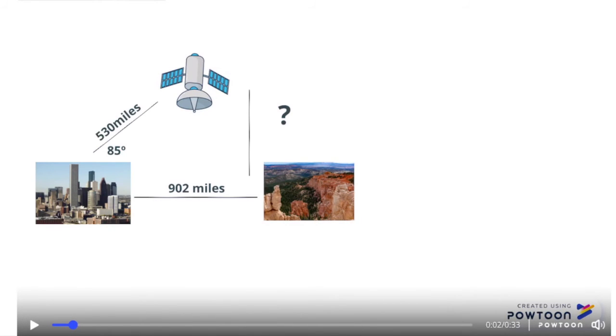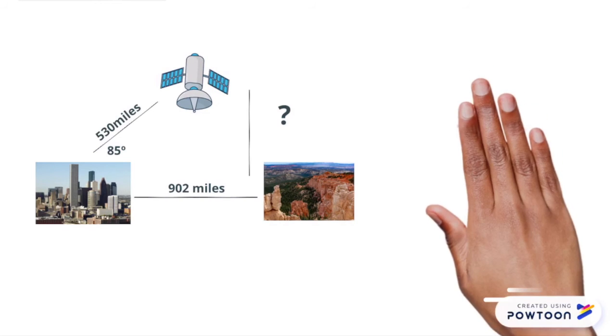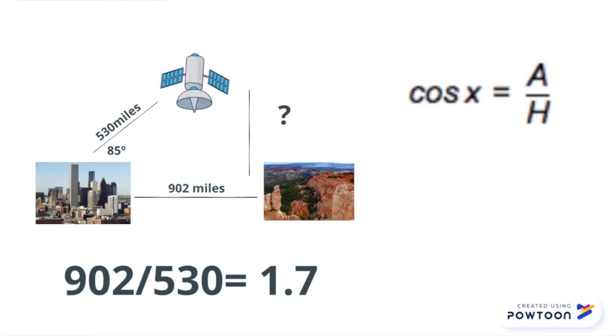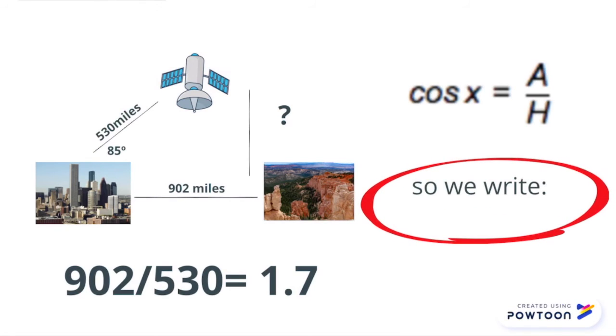As we have seen before, the way of calculating the cosine is dividing the adjacent side by the hypotenuse. Therefore, we will have 902 over 530. This will give you 1.7, and that's the cosine of 85.